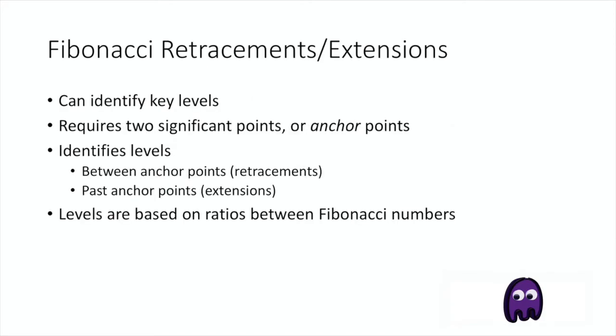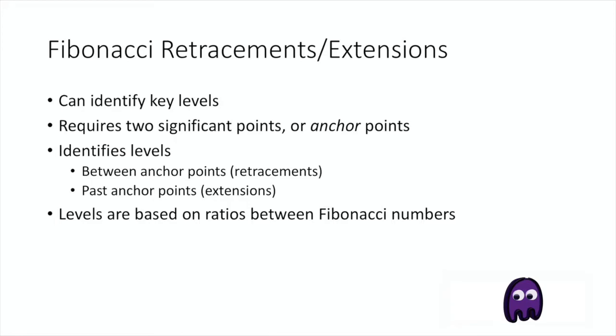Fibonacci retracements and extensions can identify key levels. Cryptocurrencies are very, very obedient to the Fibonaccis. Cryptocurrencies are also extraordinarily technically traded, much more so than other markets. So first, we want to identify key levels. We take significant points or anchor points, and using those anchor points, we can determine retracements, or the levels between the anchor points, or extensions, the levels past the anchor points.